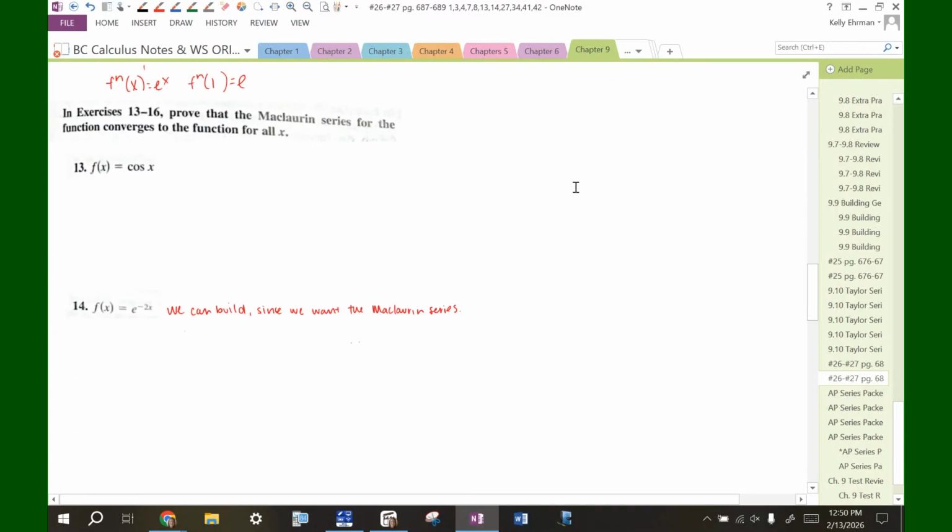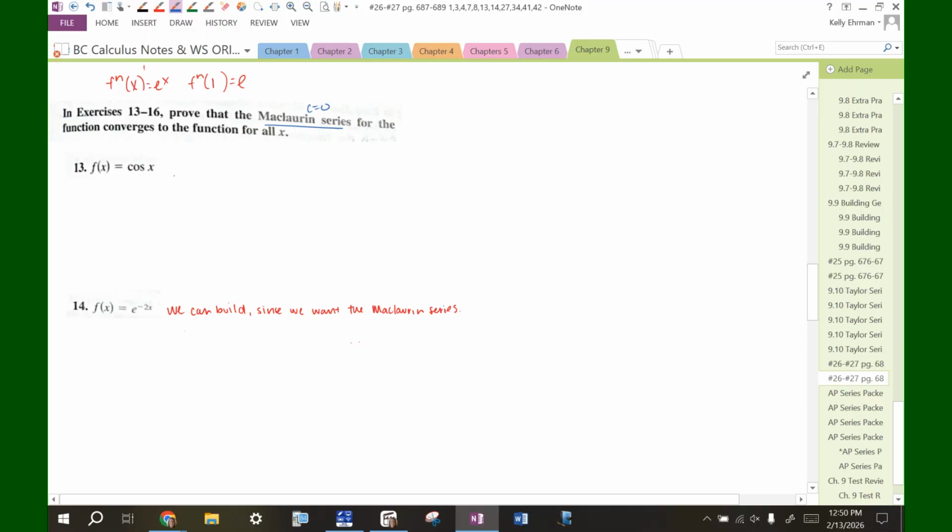All right, prove that the Maclaurin series, this is great because center is 0 and I can build stuff, for the function converges to the function for all x. So remember, this means that the Maclaurin series that you come up with, if you could add infinitely many terms, you would get exactly the cosine function for the entire cosine function. It's not just going to match up for a little portion of it.